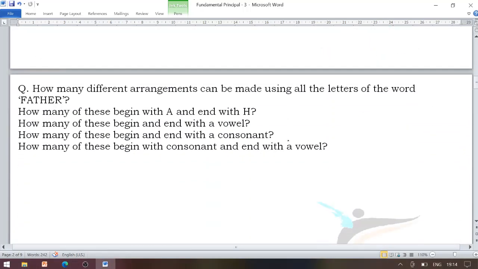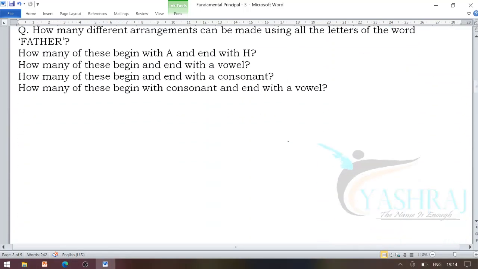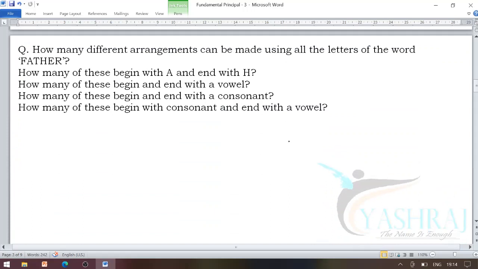Look at the next problem now. How many different arrangements can be made using all the letters in the word FATHER? We are given the word FATHER, F-A-T-H-E-R. So how many letters are in the word FATHER? Exactly 6 letters we have.